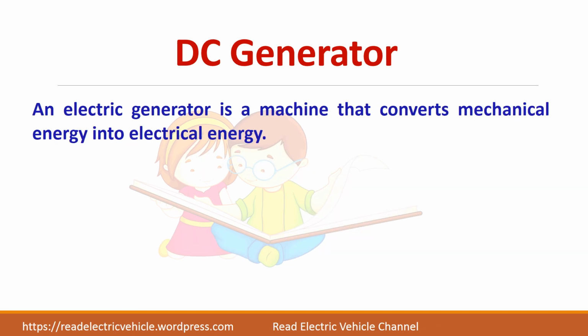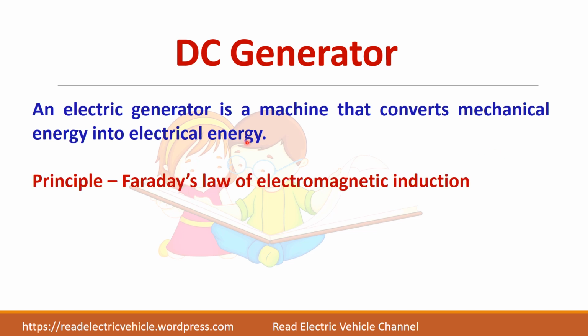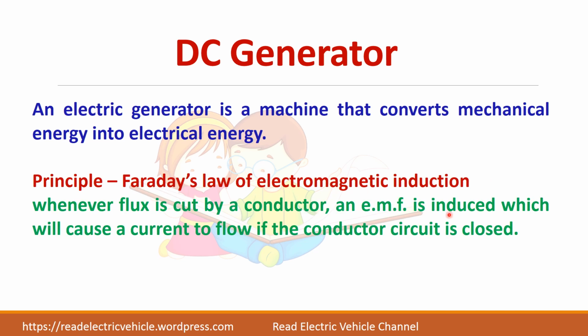Now let us go to the topic DC generator. A DC generator is a machine that converts mechanical energy to electrical energy. It is based on the principle of Faraday's law of electromagnetic induction. What is that law? Whenever a flux is cut by a conductor, an EMF will be induced in the circuit. This is Faraday's law.